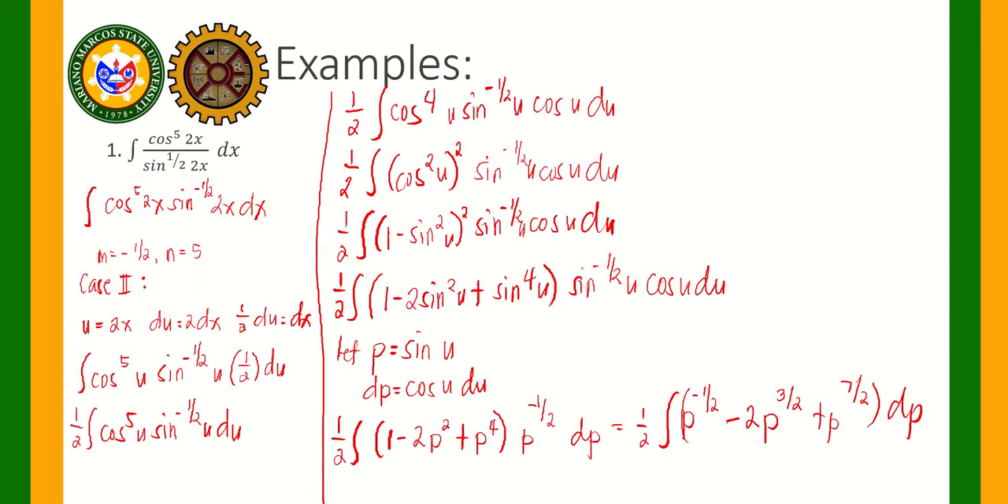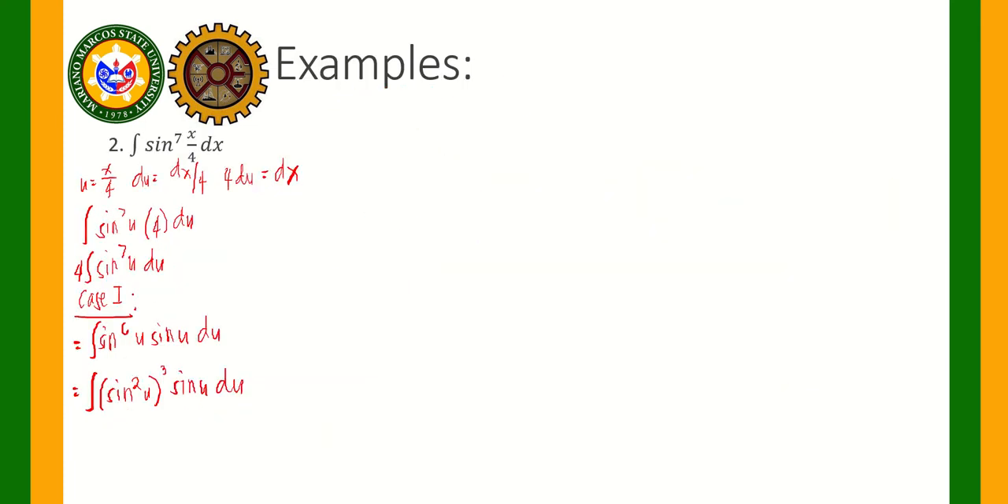That trigonometric identity is from the Pythagorean relations: cosine squared u plus sine squared u is equal to 1. So this will be equal to 1 minus cosine squared u, cubed, times sine u du. What we will do next is to expand this one. So how do we expand that?